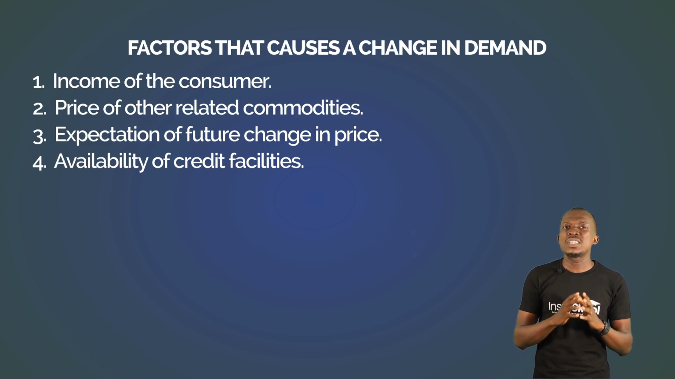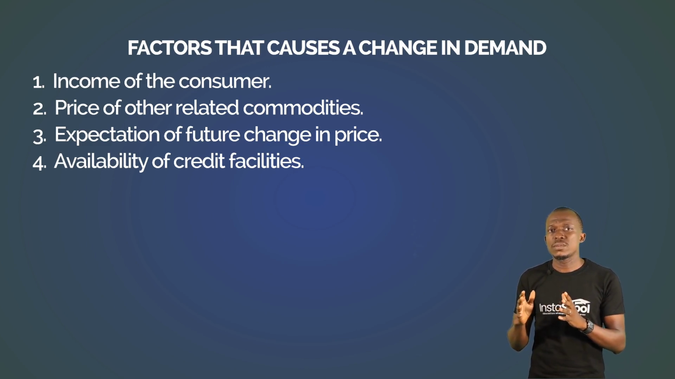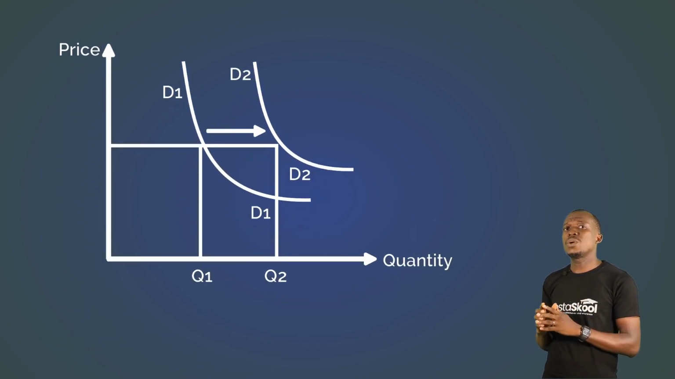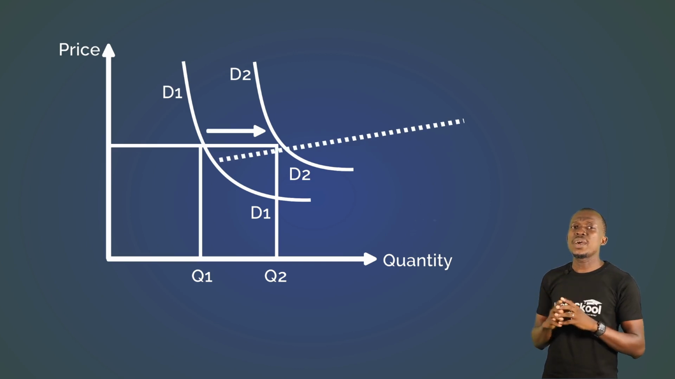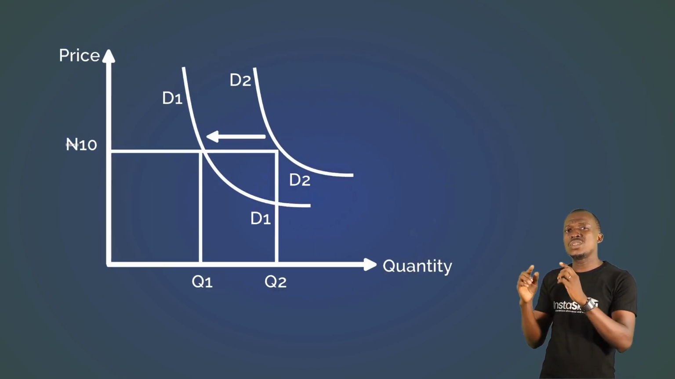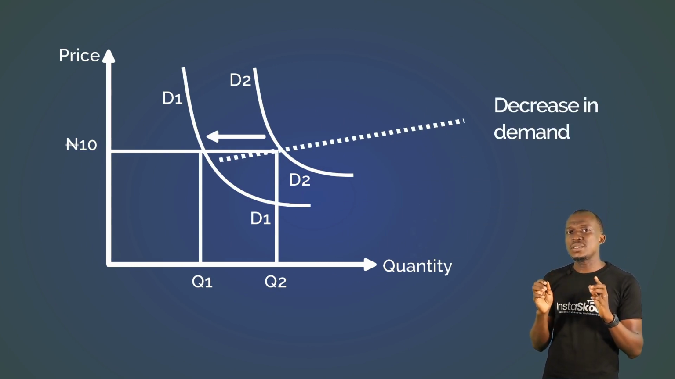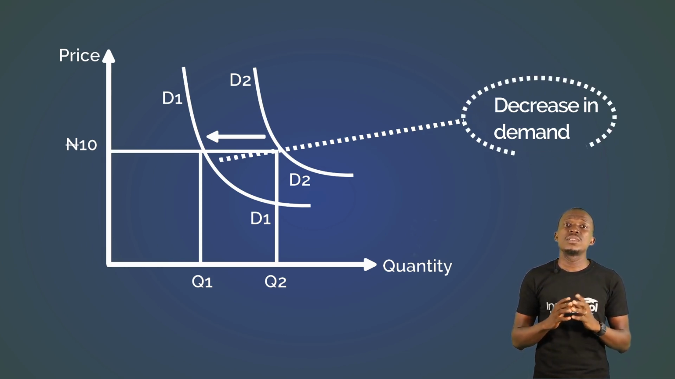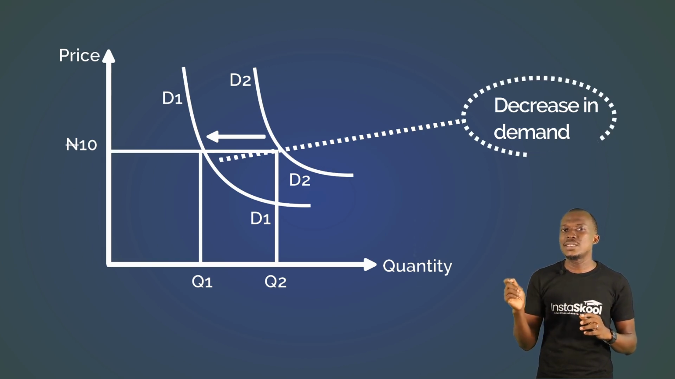When the demand curve shifts outward, that is an increase in demand. In this diagram, when the demand curve shifts from D1 to D2, we have an increase in demand, not increase in quantity demanded. In this second diagram, when the demand curve shifts from D2 to D1, we have a decrease in demand. I hope you understand the differences now between changes in quantity demanded and changes in demand.